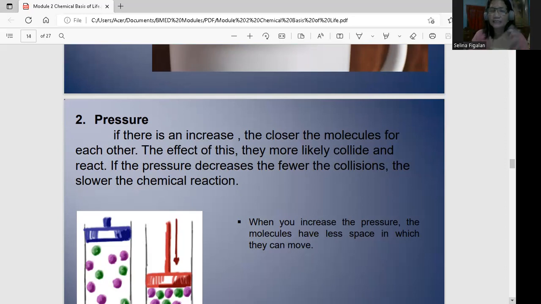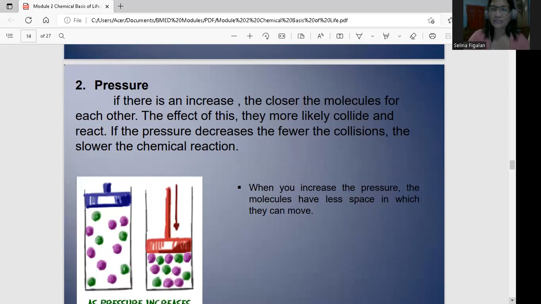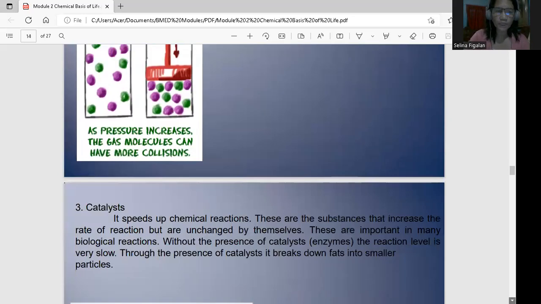Anong nangyayari? Nagkakaroon kasi ng problema doon. Nagkakaroon ng narrow, ito yung blood vessels natin. Pag mataas ang blood pressure, there is a pressure in the transportation of the blood. Nagiging malapot siya, mabagal ang kanyang pagtakbo. That is what you call pressure. Okay, that affects chemical reaction.